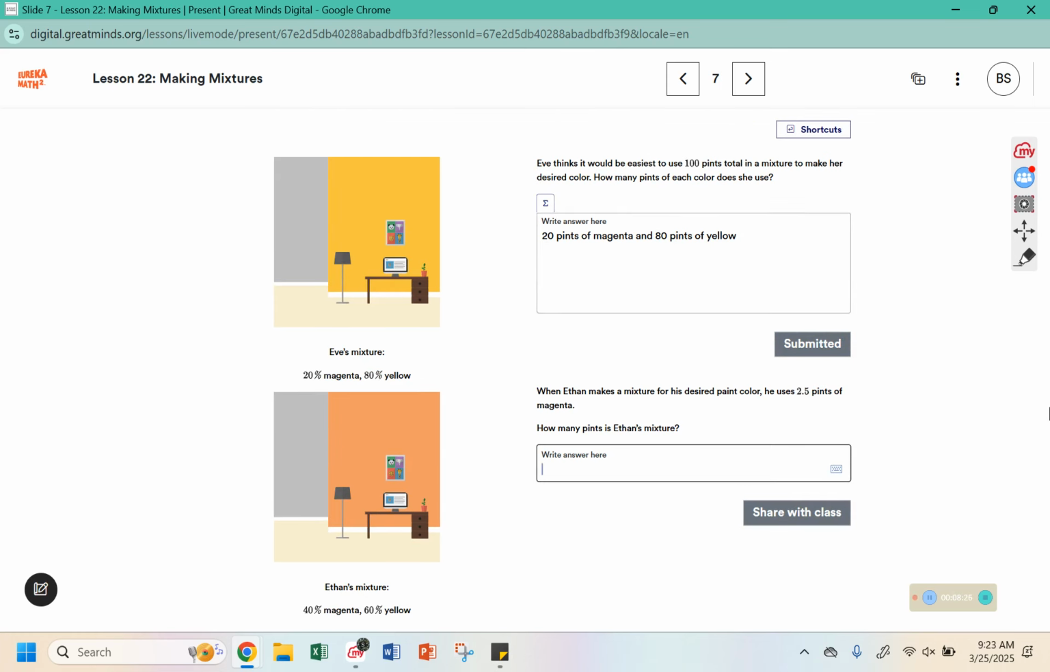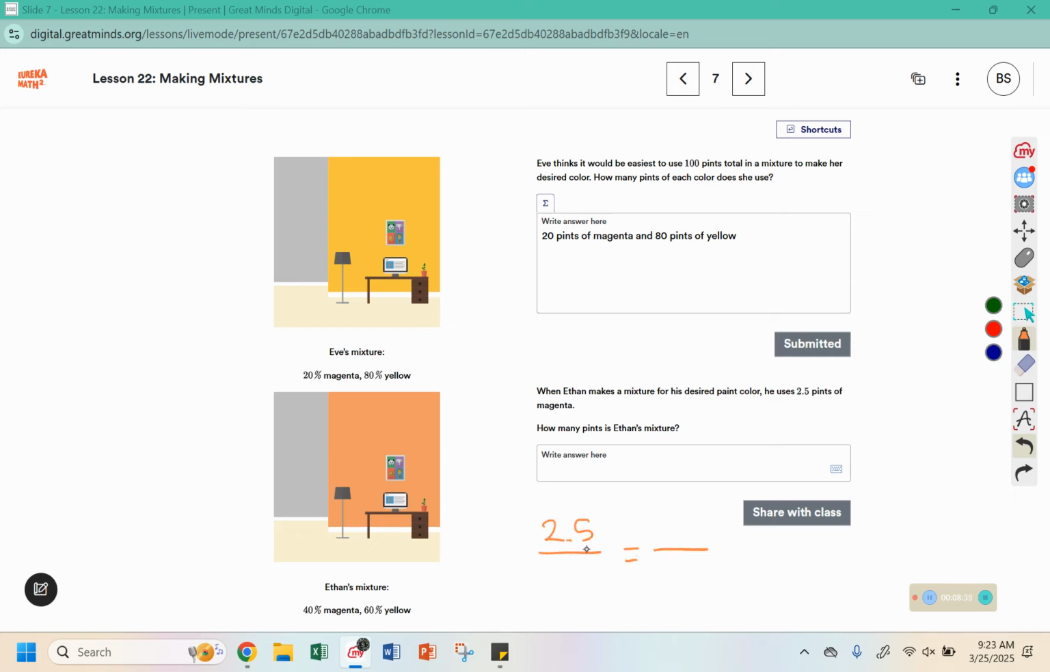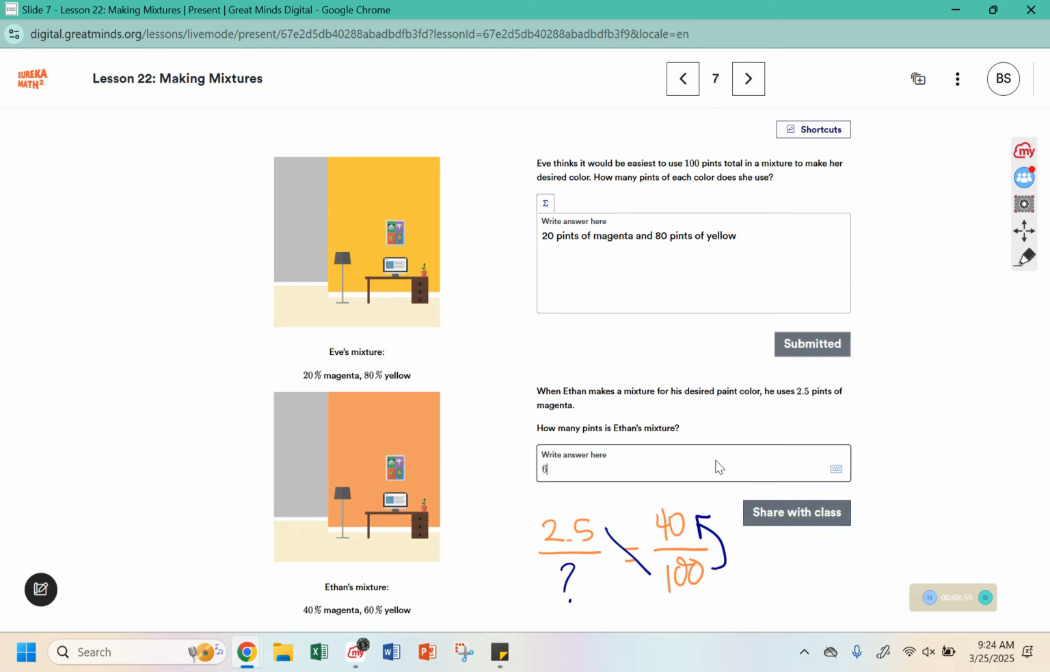When Ethan makes a mixture for his desired paint color, he uses 2.5 pints of magenta. And magenta was 40% of his mixture. So if we want to know about his whole mixture, we'll cross multiply and divide to figure out how many pints are in his entire mixture. So his entire mixture would require 6.25 pints.